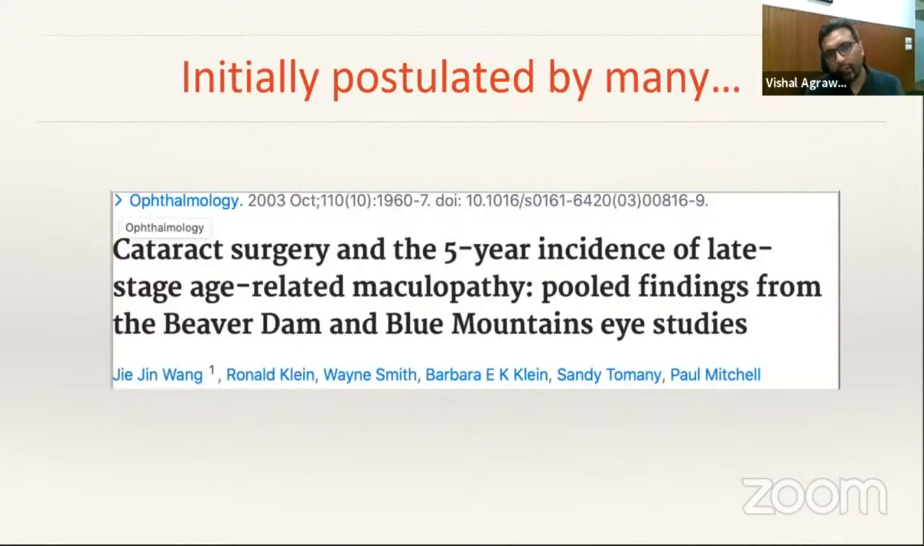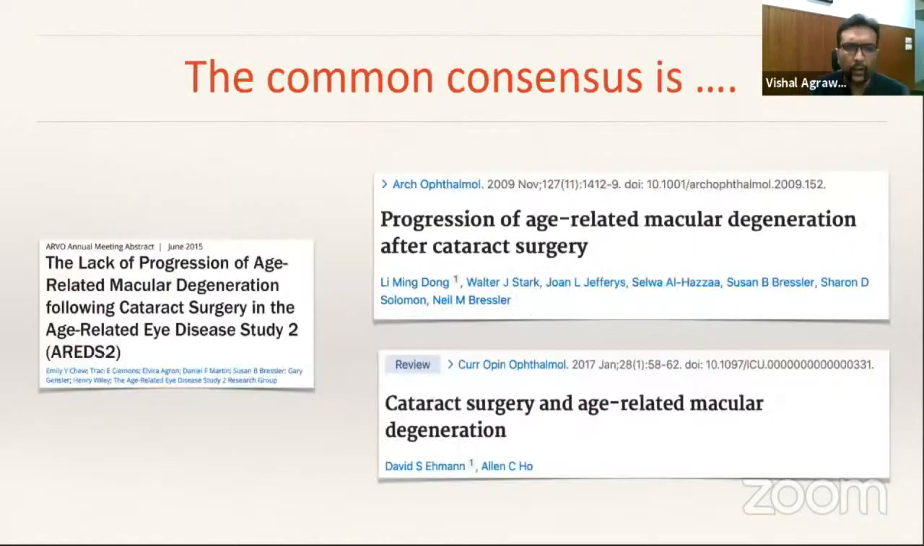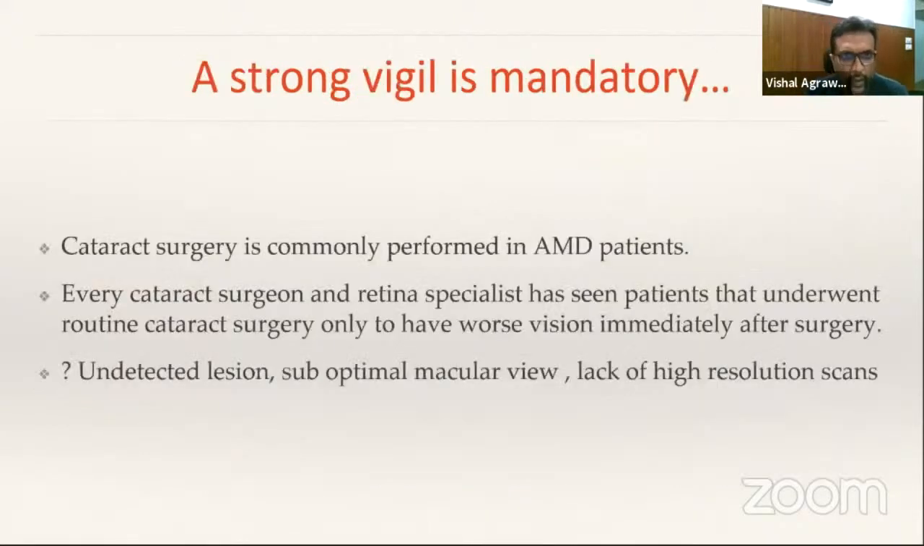So to summarize, in the start there were some studies like the Beaver Dam and Blue Mountain studies which postulated progression of AMD in association with cataract surgery. But lately, all the studies, even the AREDS study and all prospective studies, do not find any correlation between cataract surgery and AMD progression. So the common consensus is it does not.